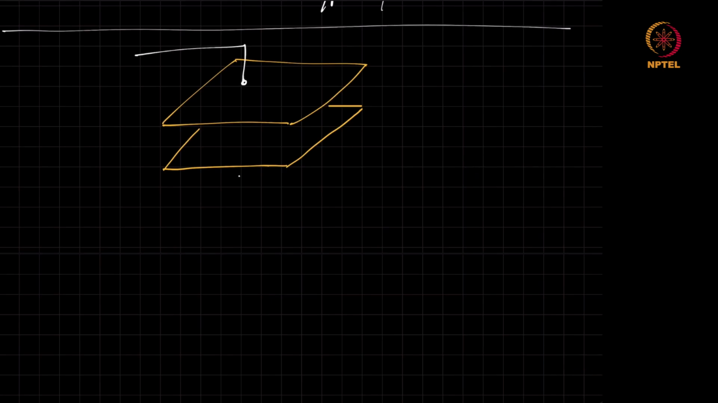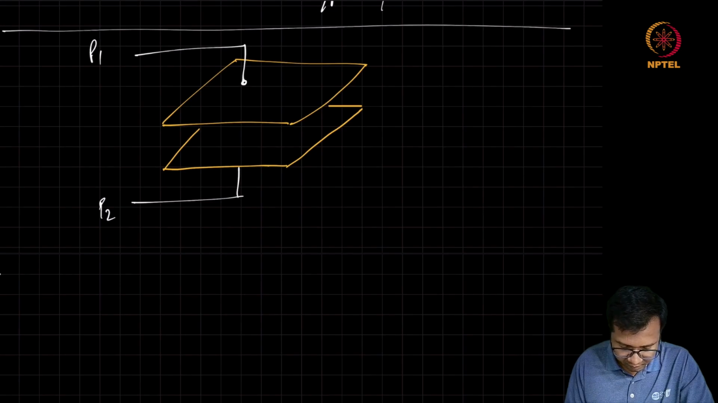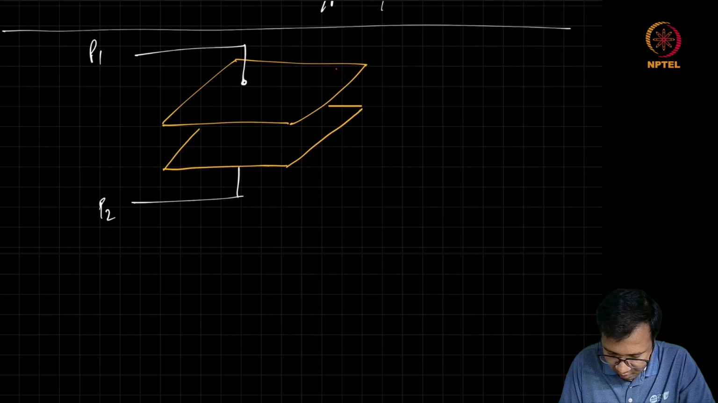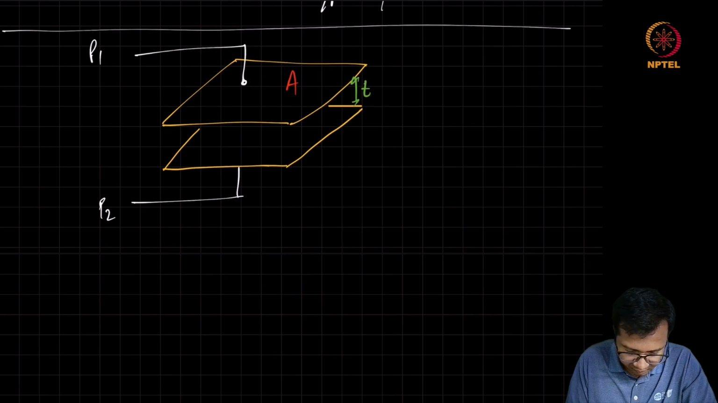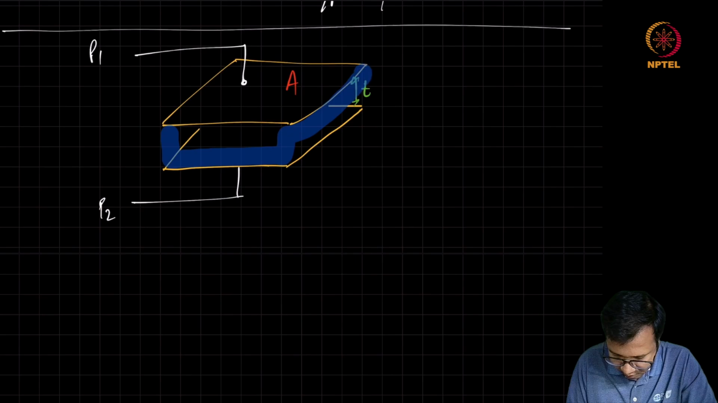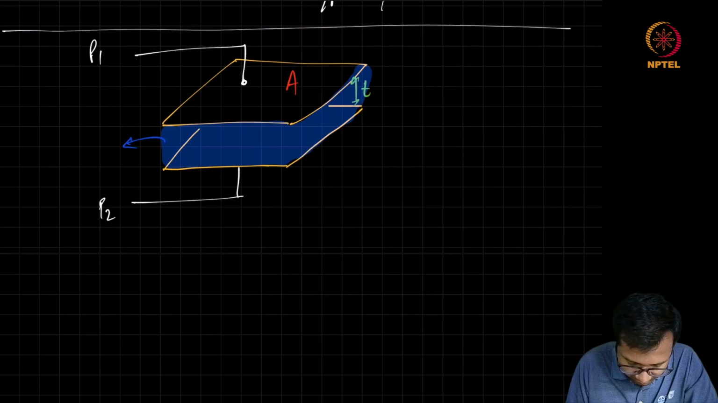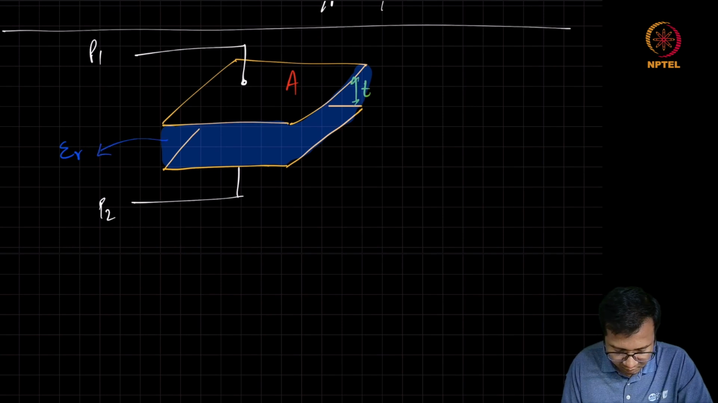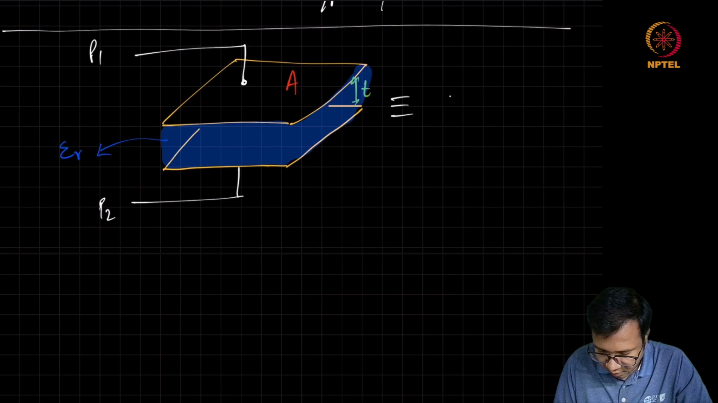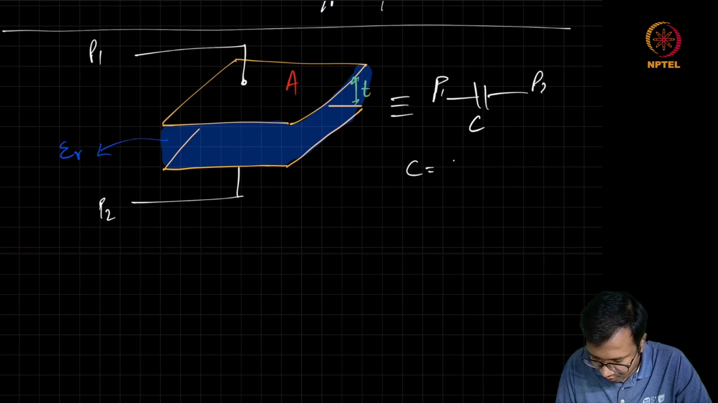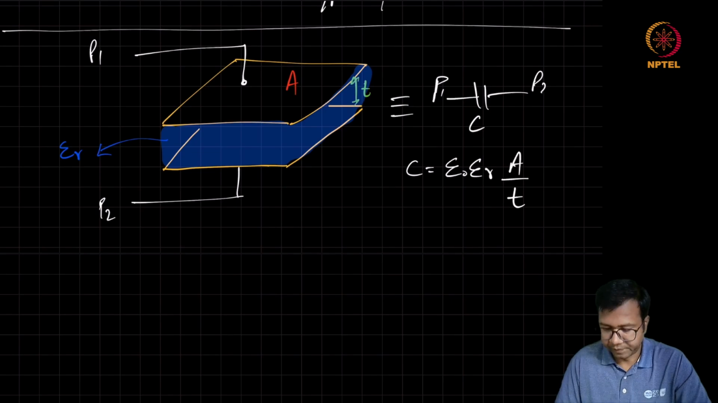If we have two metal plates and each of them, let's say, have an area of A and a spacing of, let's say, T, and the spacing is filled with some material having a dielectric constant epsilon r, then we know that this C is equal to epsilon A by T.